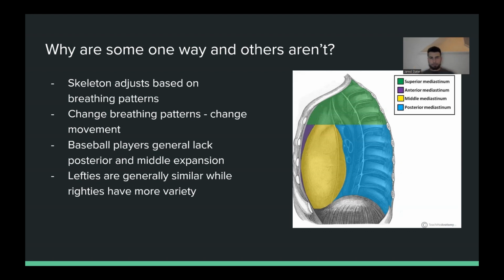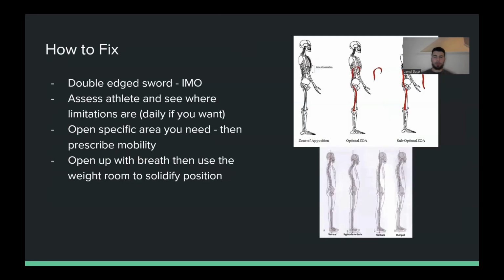And there's tons of different reasons for that to happen. Lefties are generally similar. Righties have more variety. This is a movement thing. This has to do with brain hemispheres and isn't really important for right now. But when I gave this presentation, it was an interesting point to share and explain, but it doesn't matter for right now. So how do we fix this?